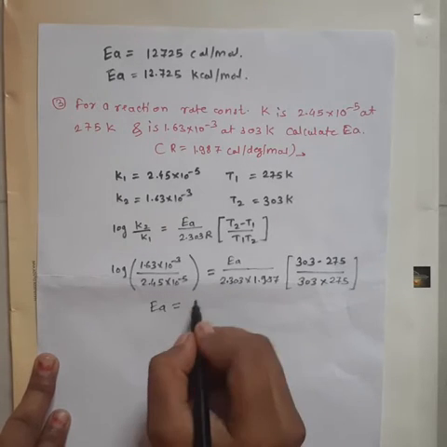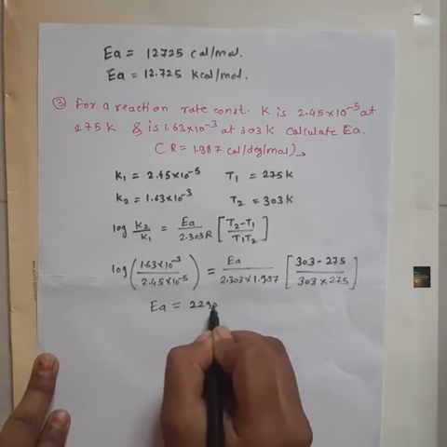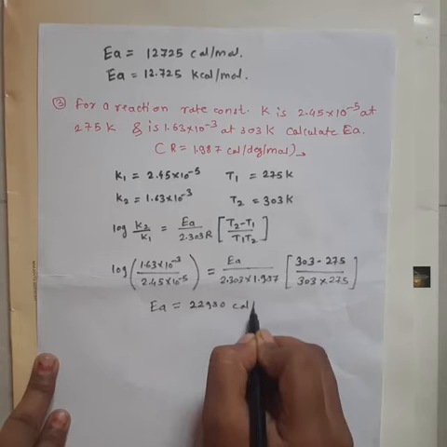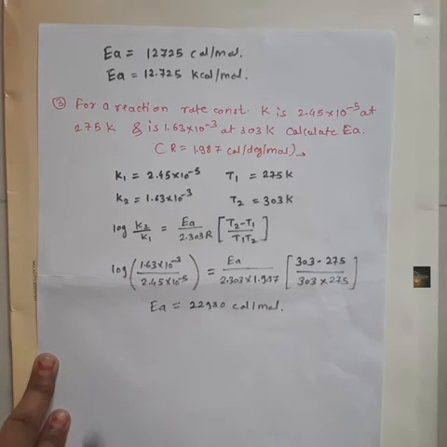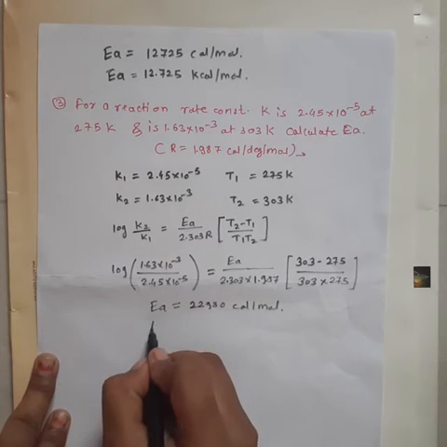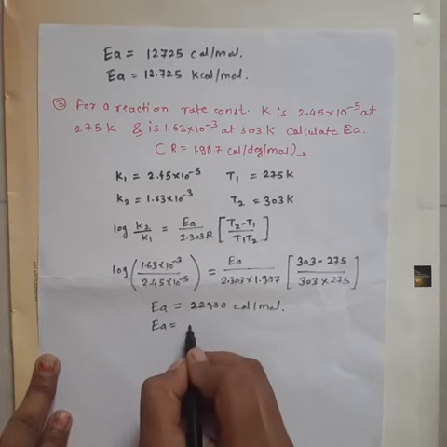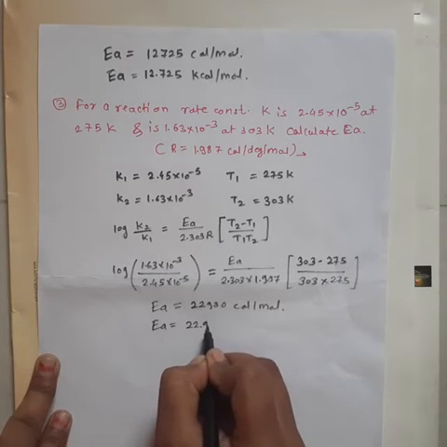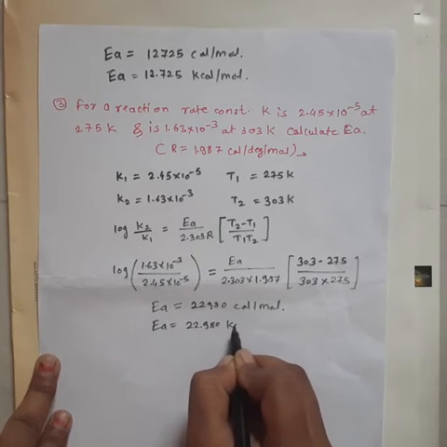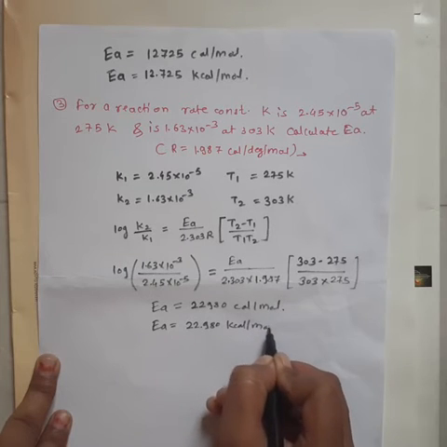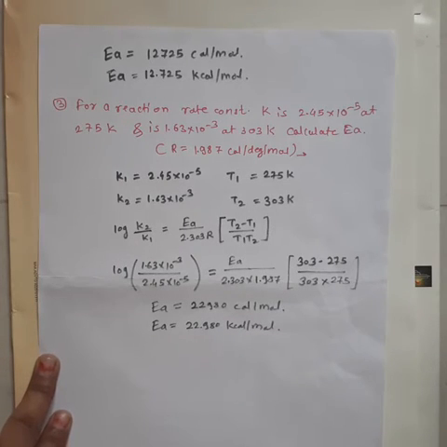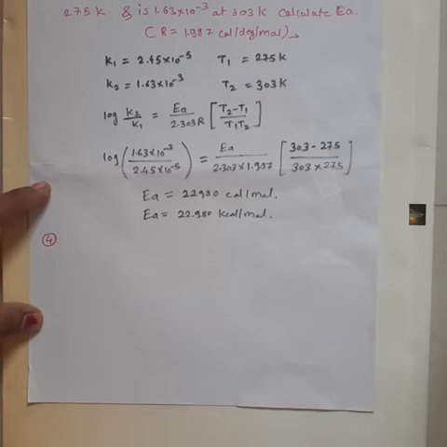So if we do the calculation, we get the activation energy EA equal to 22980 calorie per mole. So if we convert this activation energy into kilocalorie, how we can write? This is 22.980 kilocalorie per mole. So in this way we can determine the activation energy from Arrhenius equation.